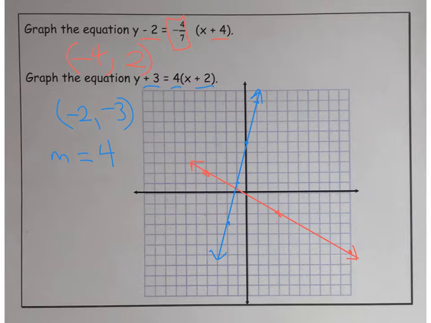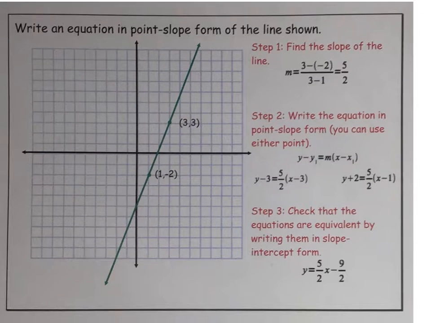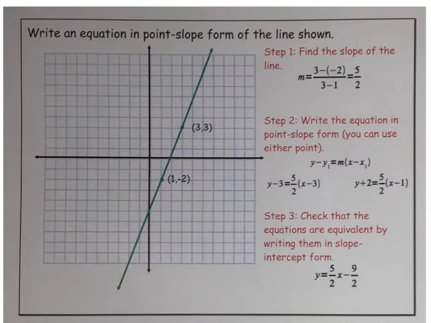The x value is negative 2 for the point. So that's why it's this point, the starting point, and then our slope is 4. Now to write the equation in point-slope form of a line when you're given 2 points, like here, I'm given 2 points. First one is 3, 3. The second one is 1, negative 2.